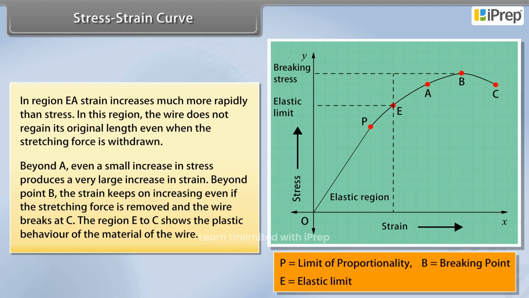Beyond point B, the strain keeps on increasing even if the stretching force is removed and the wire breaks at C. The region E to C shows the plastic behavior of the material of the wire.